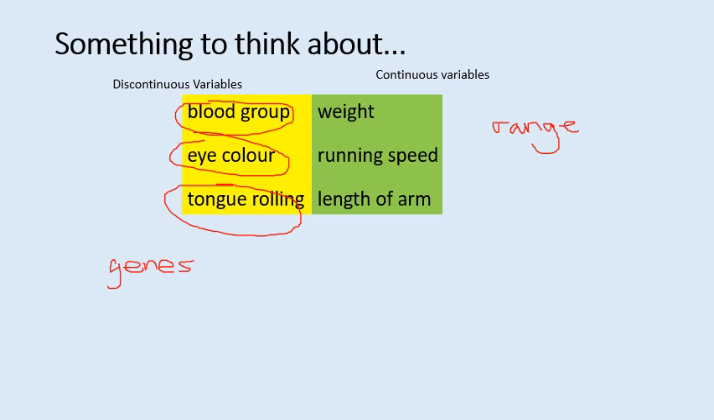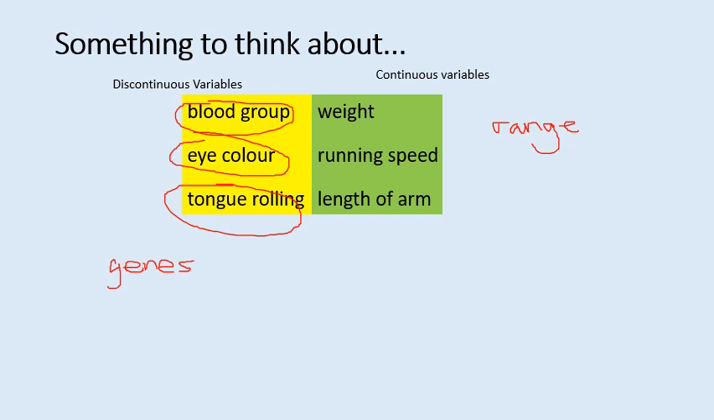Similarly with running speed, if you're an Olympic athlete, you're going to be really, really fast. And most people are somewhere in the middle, say if we were going to run 100 meters, for example. And similarly with length of arm, a little baby would have a very short length of arm, whereas a very, very tall adult is likely to have a much bigger length of arm, and your arm will be anywhere in between.